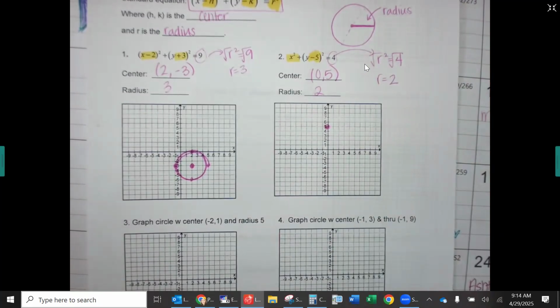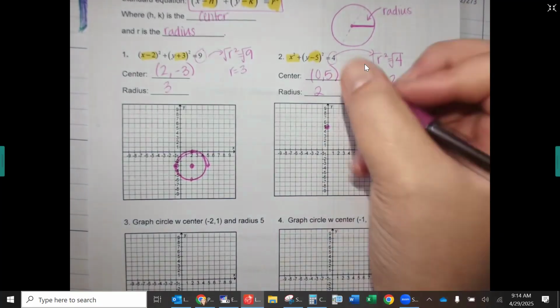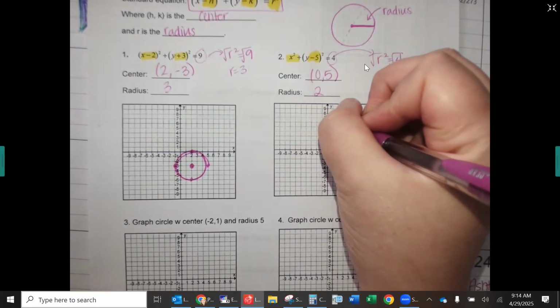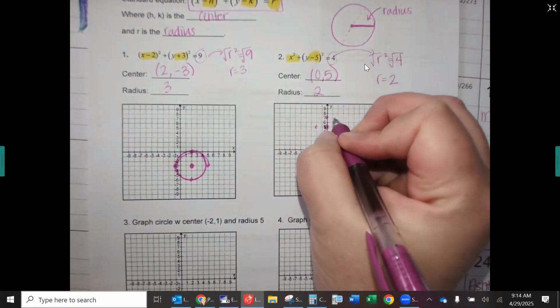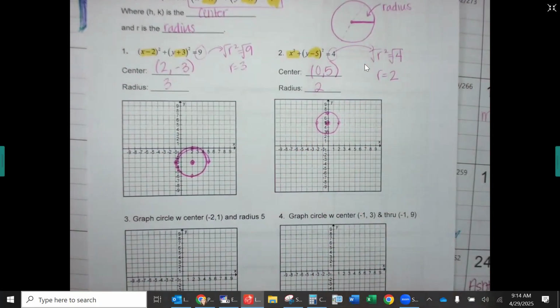And then remember, you're just going to go to that center, go 2 each direction. Up, down, left, right, and then draw your circle. So it'd be 2, 2, 2, 2, then draw it.